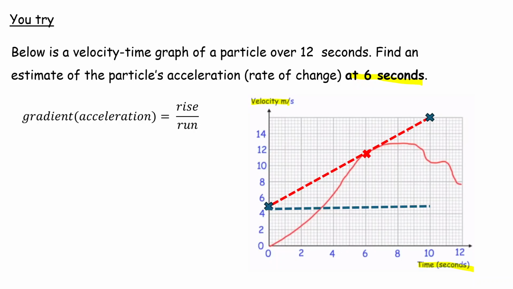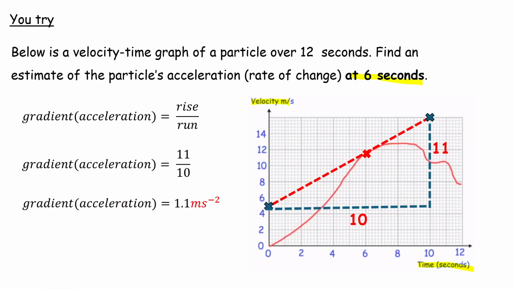And I go and draw my triangle, which is going 10 units across in the positive direction and then up by 11 units also in the positive direction. I could have gone from here down, which is minus 11, and across by minus 10. It would give me the same answer because the negatives would cancel out. So the gradient, the rise is up by 11 and the run is across by 10. So my gradient, which in the context of this question, gradient of a velocity time graph is acceleration, is 1.1 meters per second per second.